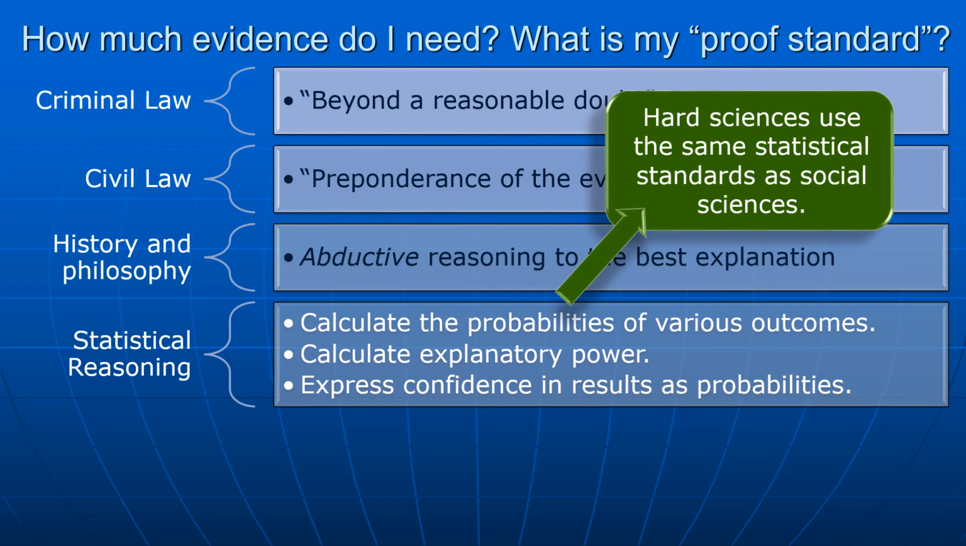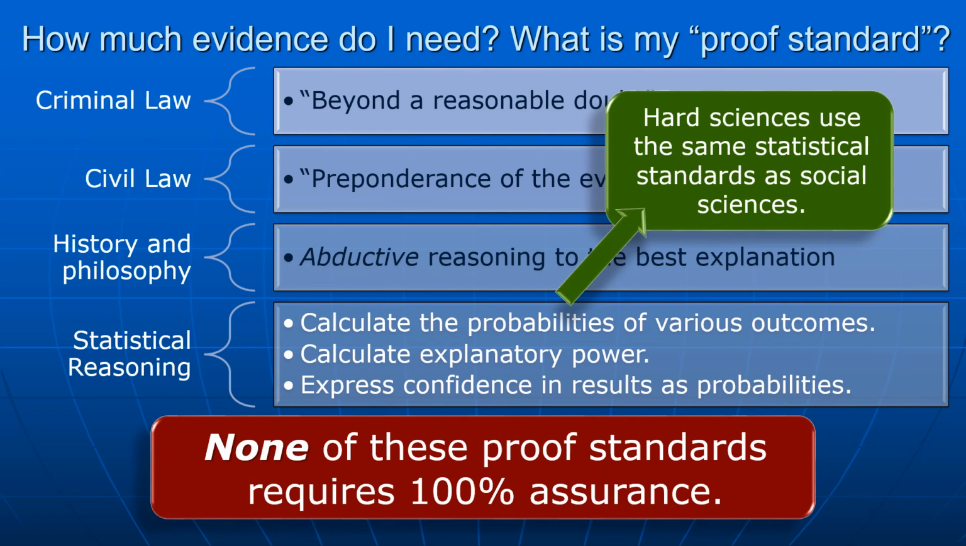Now, one of the things that I think is very important for us to notice here is that in none of these cases, criminal law, civil law, history, philosophy, even using statistical reason in scientific and social scientific research, none of these proof standards require 100% assurance that something is the case. And in fact, those of us who use statistics do not talk about 100% assurance. We talk about being extremely confident. We're 99% sure or 99.9% sure, but we don't require 100% confidence in order to conclude that something is true or that a relationship actually exists between the things that we're studying.